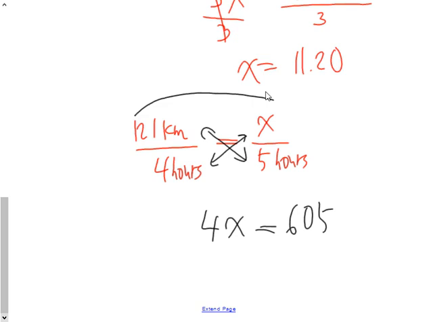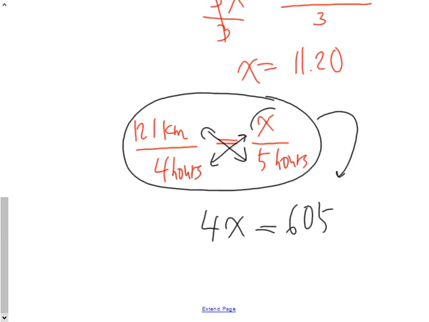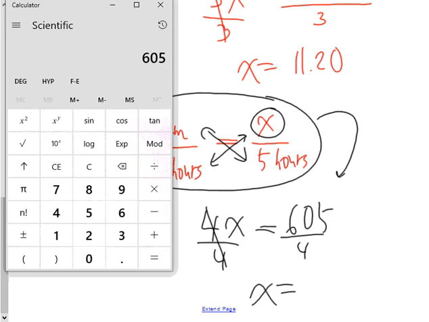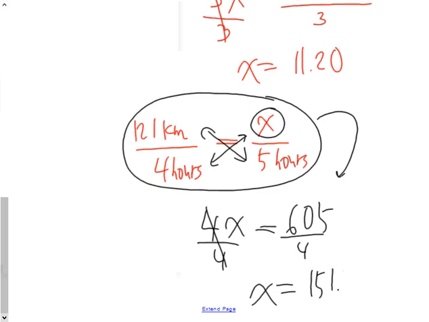Okay, so from this proportion, I was able to create this one-step algebraic equation that if I solve for x, I'm going to know how many kilometers he went in 5 hours. So I'm going to divide both sides by 4, and x equals 605 divided by 4, which is 151.25. Which is then the value of x. So if he goes 121 kilometers in 4 hours, he would go 151.25 kilometers in 5 hours.